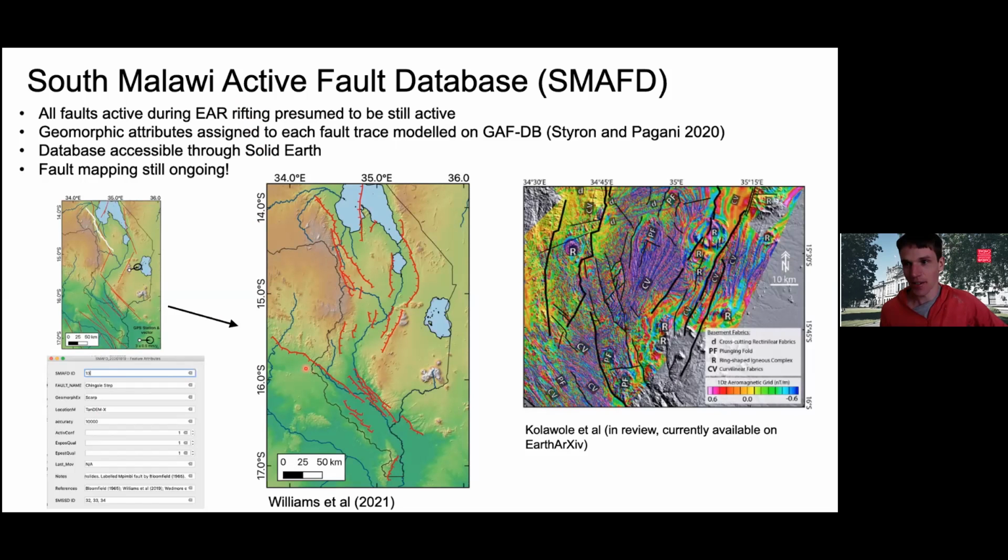But I would also highlight that this is not a complete active fault map for Malawi. So in ongoing work with Folarin Kolawole, we're looking to identify blind faults in Malawi. So faults that don't have a surface expression, so they wouldn't be identified through digital elevation models, but we can identify through aeromagnetic data.